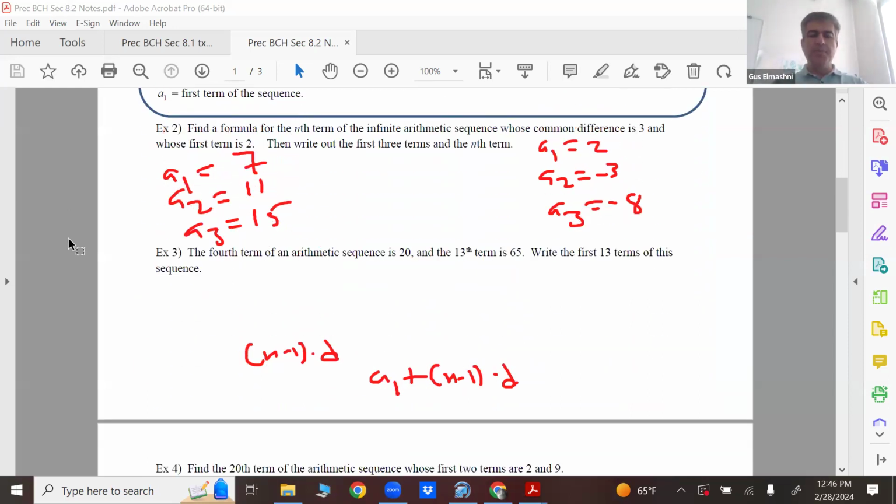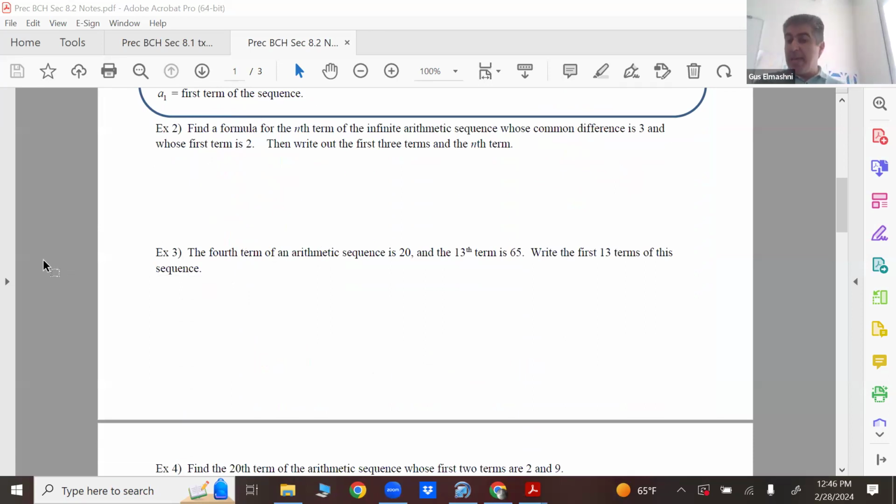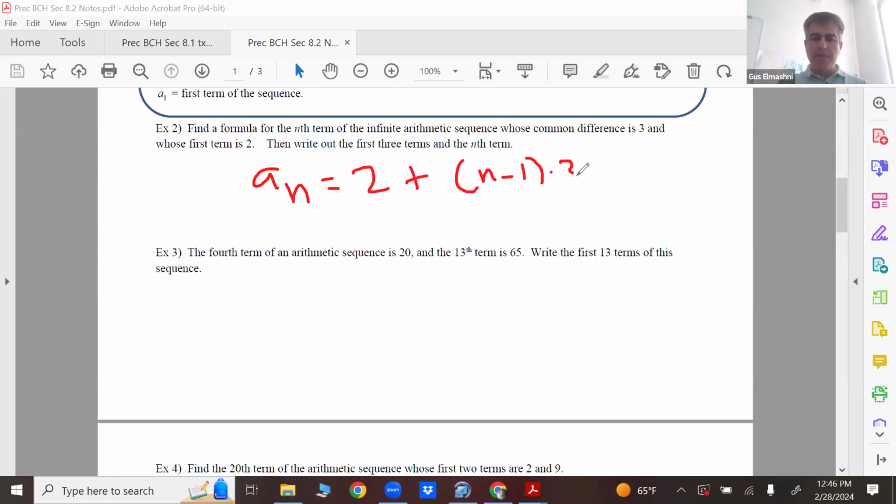So let's look at example 2. Find the form for the nth term of an infinite arithmetic sequence. The common difference is 3 and its first term is 2. Okay. So the first term is 2, plus N minus 1 times 3. And that's it. If you want to clean it up, you could clean it up just a tad. It would be 3n minus 1.